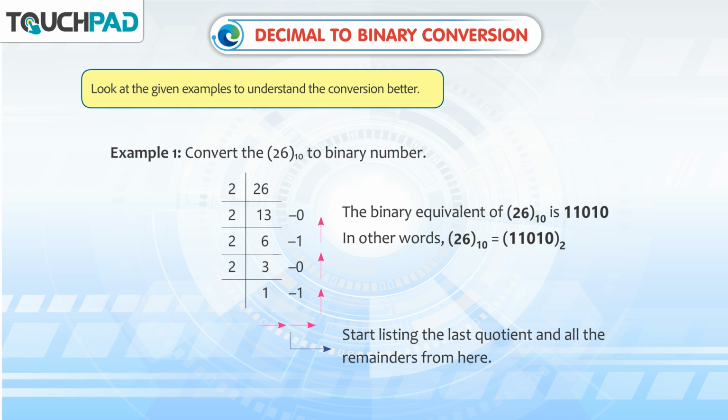Example 1. Convert the 26 with the base 10 to binary number. The binary equivalent of 26 with the base 10 is 11010. In other words, 26 with a base 10 is equal to 11010 with a base 2. Start listing the last quotient and all the remainders from here.